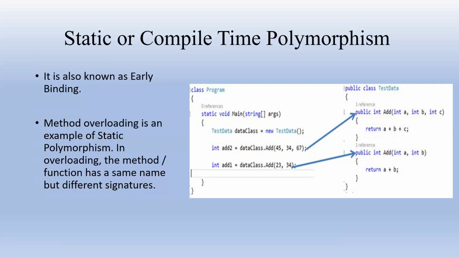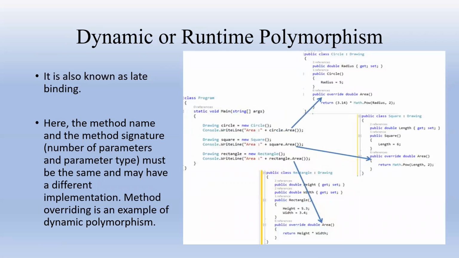And then from our main method, which is inside the program class, we are calling the two methods by creating the object of test data class. Next is dynamic or runtime polymorphism, also known as late binding. So method overriding is an example of dynamic polymorphism. So here, the method name and signature, which means the number of parameters and the parameter types, are same, but they have a different implementation or logic inside them.